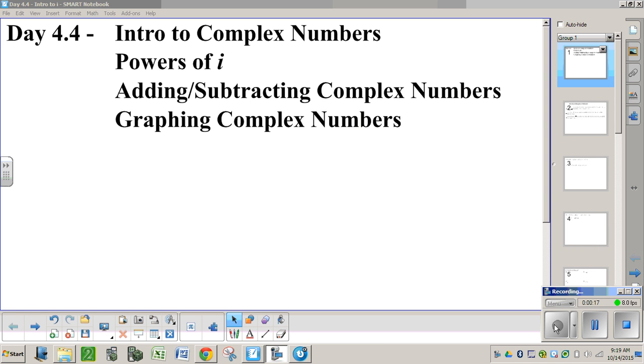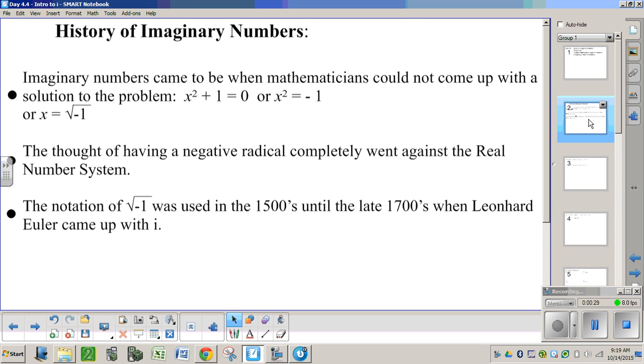I love this unit. Alright, so today we're going to talk about complex numbers. We're going to talk about i, which is your imaginary number. We're going to talk about adding and subtracting complex numbers, and we're going to do a little graphing at the end. You can go ahead and read the little history of imaginary numbers. You never know when there's a bonus question that may come up about imaginary numbers and maybe who came up with imaginary numbers.